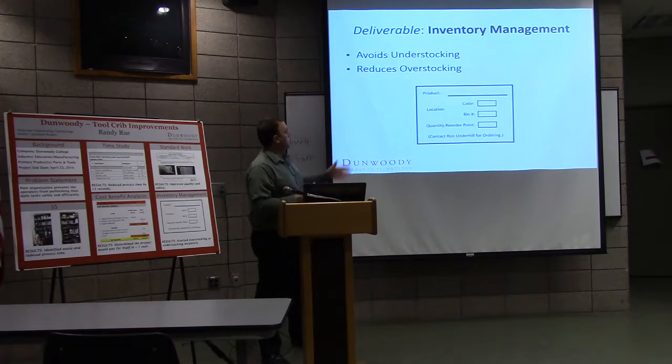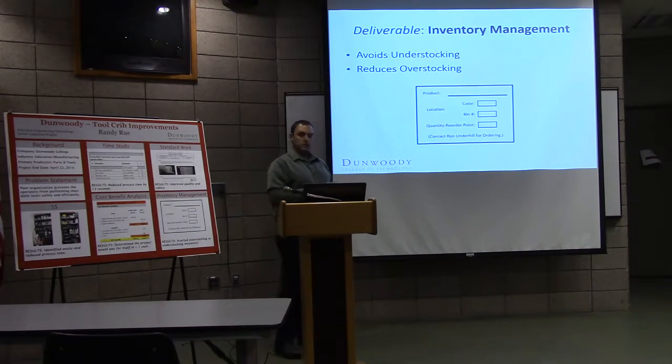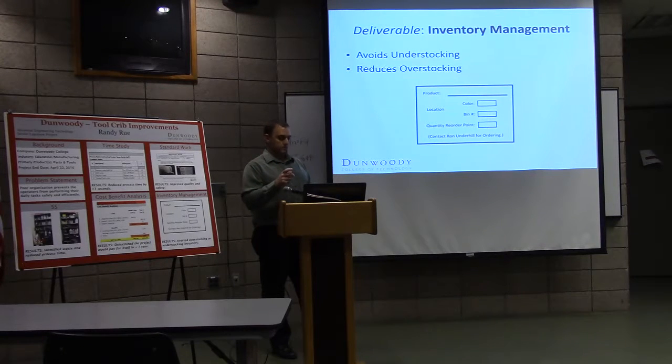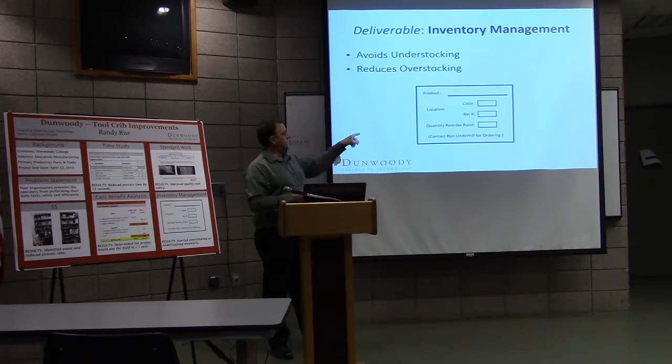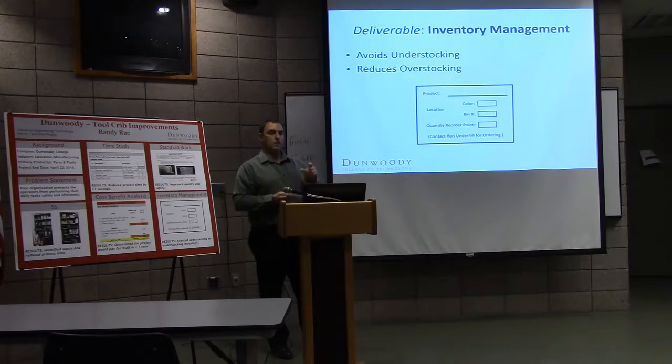Here's a picture of the Kanban cards. I printed those out on index card paper, so it's a little thicker. They can write whatever product they need to, put the color in the bin location, and then the reorder point, and then they can contact Ron for reordering. The other thing that this offers is, sometimes he relocates where the components are, so they can easily just grab a new card, fill out the new location, and then put it in that drawer.